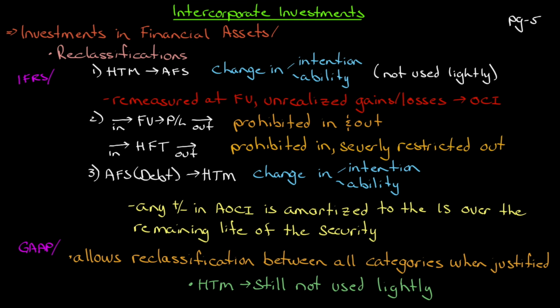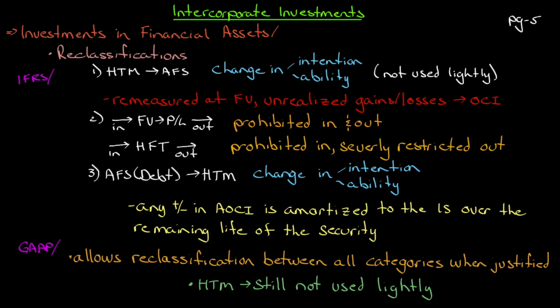Available for sale. Let's say that we have a debt security in available for sale, and we realize that, you know what, we're going to hold this to maturity, and we want to reclassify it as held to maturity because there was a change in intention or ability. We can do that. Any gains or losses in the accumulated other comprehensive income are amortized to the income statement over the remaining life of the security. And when it's reclassified from available for sale to held to maturity, it is reclassified at whatever fair value is at that time.